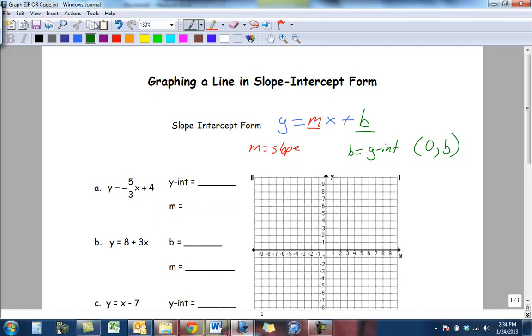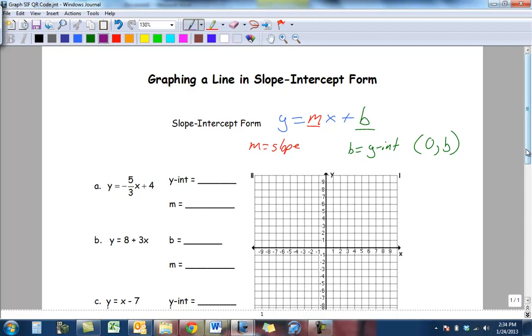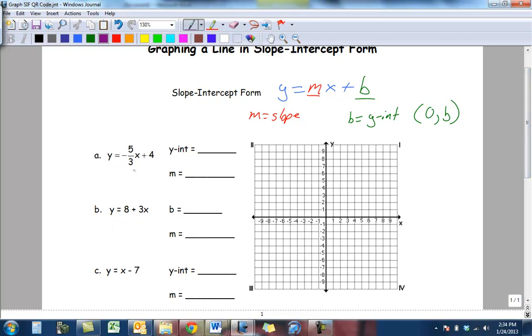So let's look at some of these. Do a couple of examples here. A, y is equal to negative 5/3 x plus 4. Ask for the y-intercept first, and of course the y-intercept is b. So b here is the point (0, 4). The slope is negative 5/3.